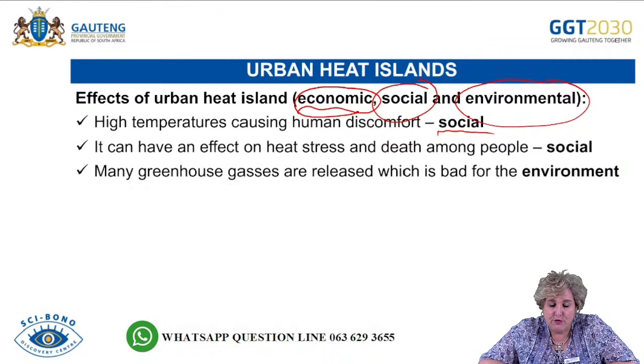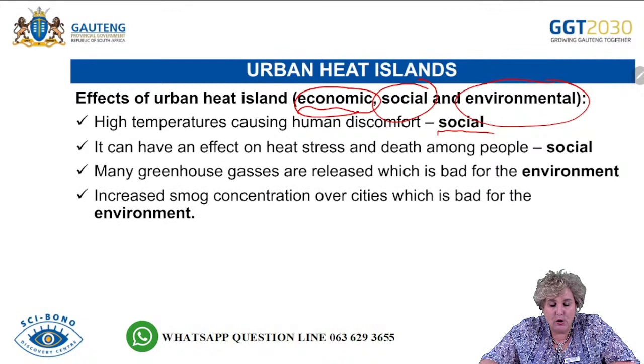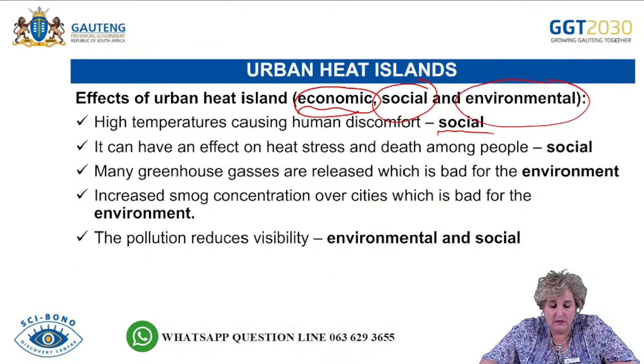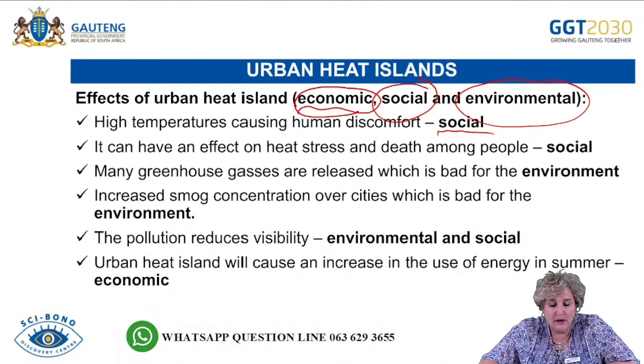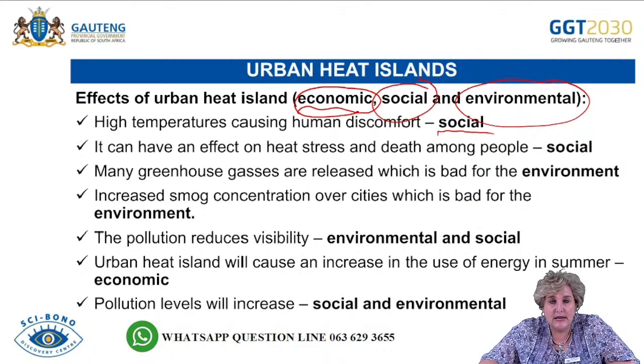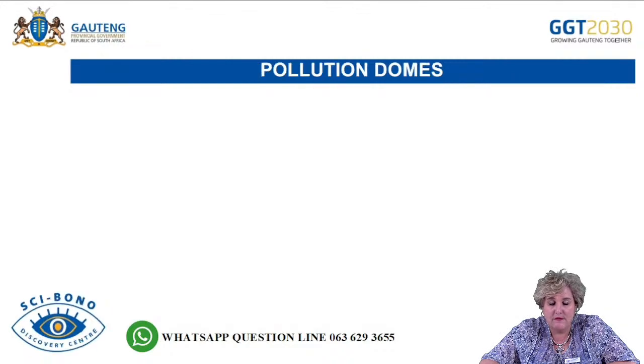Then if we have greenhouse gases, many greenhouse gases will be released, which is bad for the environment, and that is an environmental factor. The increased smog concentration over the cities is also bad for the environment, so it's an environmental factor. The pollution that we will have will reduce visibility, and that will be an environmental and a social impact. And the urban heat island will cause an increase in the use of energy in summer, and that is an economic factor. And the pollution levels which will increase are social and environmental.